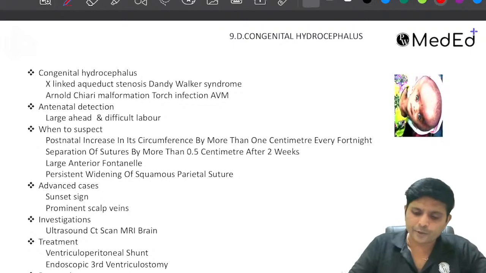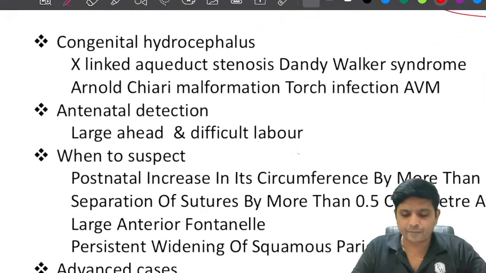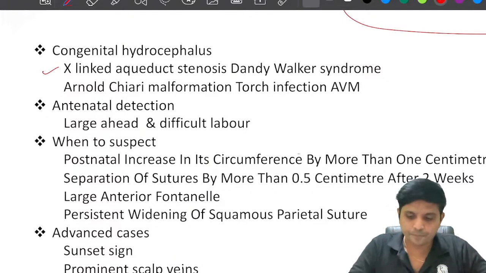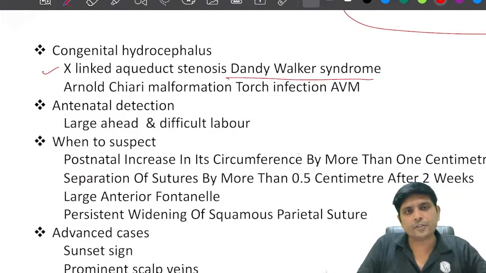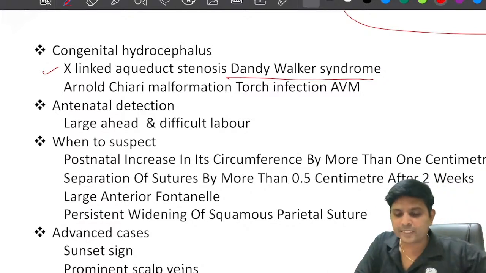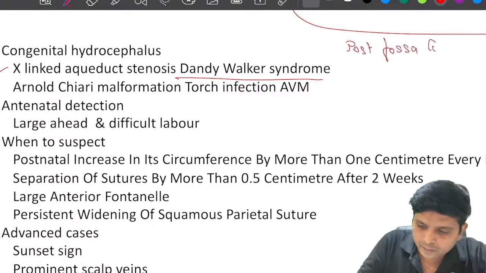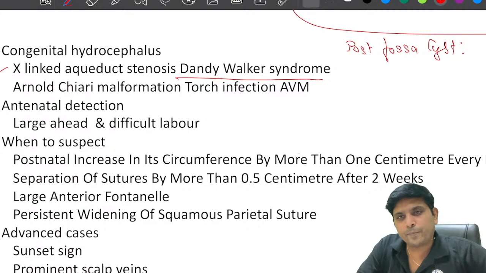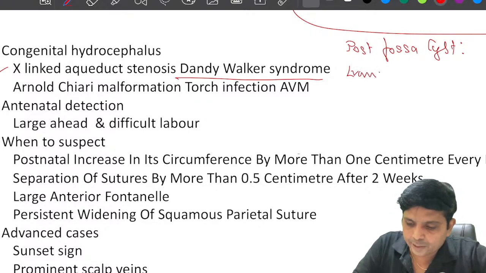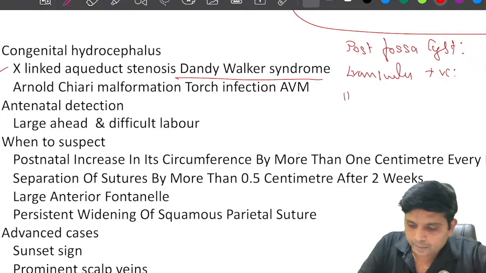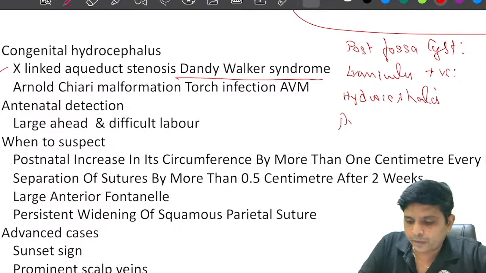So what are all the points that you need to know with regard to congenital hydrocephalus? It is X-linked. So what does it mean? Occurs mainly in males. Can also be due to Dandy-Walker syndrome. Arnold-Chiari was discussed. What about Dandy-Walker syndrome? Dandy-Walker syndrome is characterized by posterior fossa cyst, transillumination positive, as well as it produces hydrocephalus, and finally you will have prominent occiput.